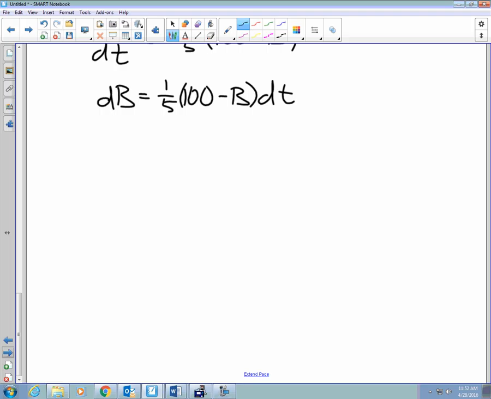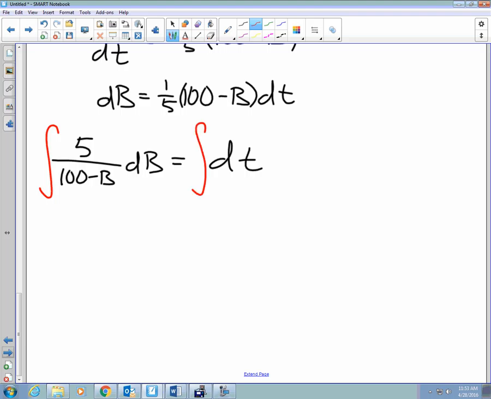Let's put everything, since it has b, over on the left-hand side. So I'd have 5 over 100 minus b dB equal to dt. I've completed my separation of variables. Everybody agree? How do I get rid of the dB and the dt? Integral.